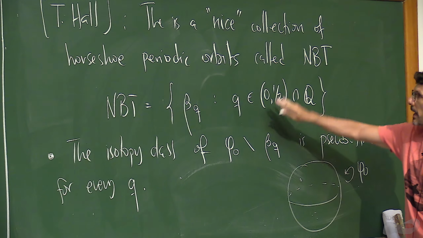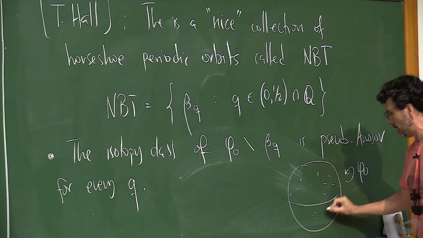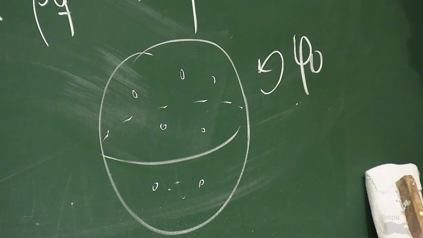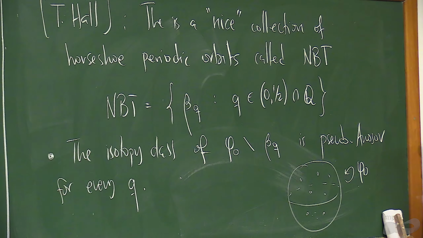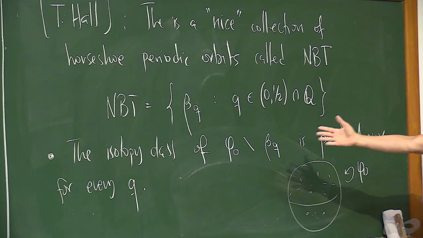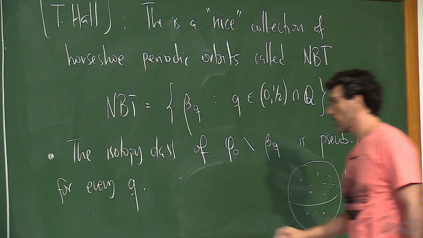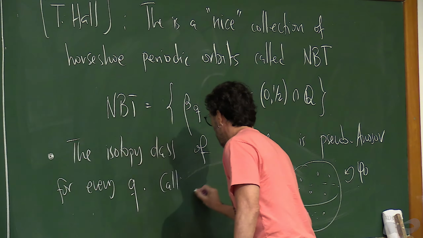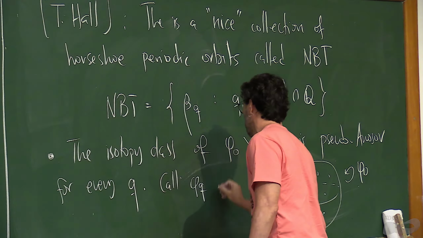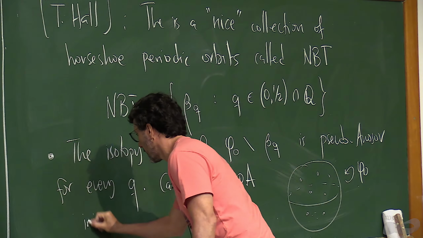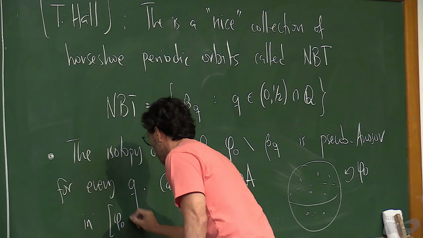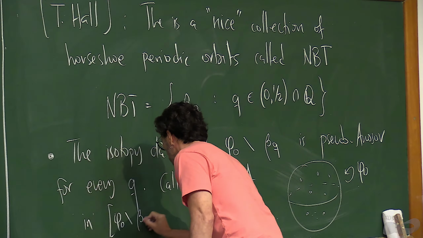And then for this family that Toby found, you take them out, and you look at the isotopy class of the tight horseshoe relative to these points, or with the points removed, and they are all of pseudo-Anosov type, okay? So then call phi q the pseudo-Anosov map in the class of phi naught minus beta q.